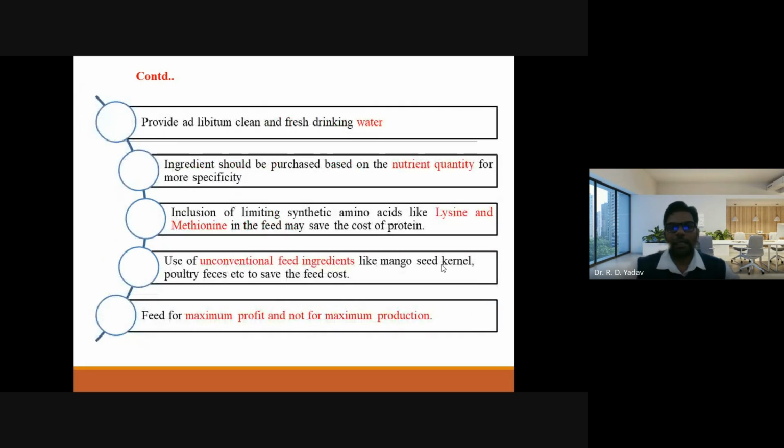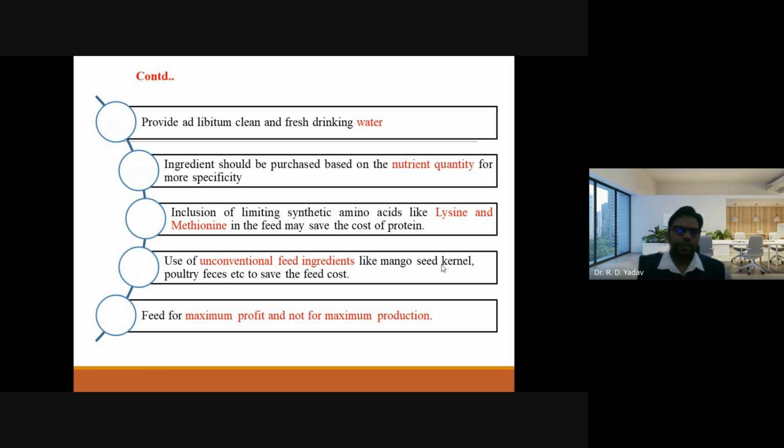And likewise, we have to provide clean drinking water also. Inclusion of limiting amino acids like lysine and methionine in the feed may increase protein, but when we are considering a higher production level, for example more than 30 liters of milk production, we have to consider the amino acid balance also. As already discussed, use of non-conventional feed ingredients will also be there.